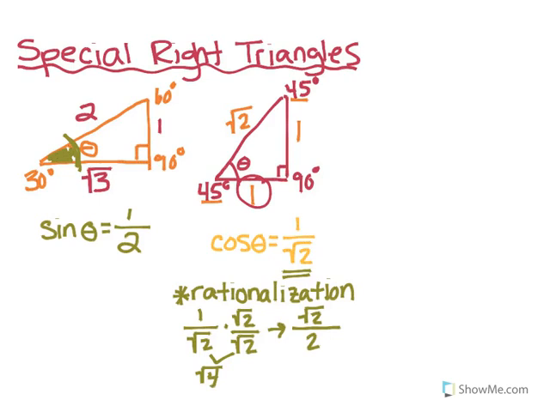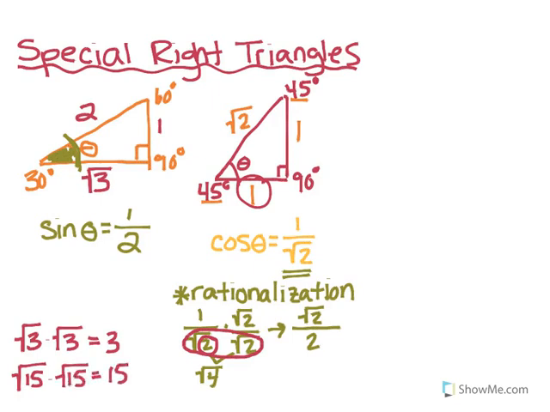And here's a quick trick. For those of you that may not know this yet, whenever you multiply a radical by itself, you will always end up with the number that was inside. For example, if I had root 3 times root 3, I would just have 3. If I had root 15 times root 15, my answer would just be 15. Okay? So let's take a look at our last triangle.